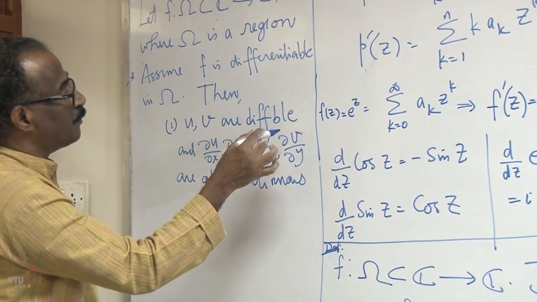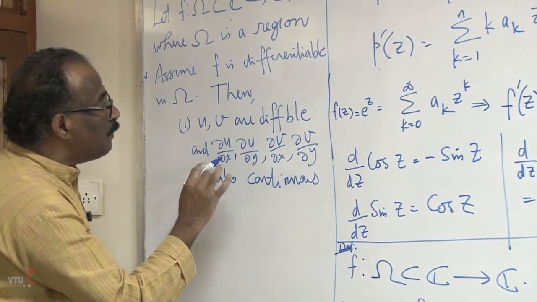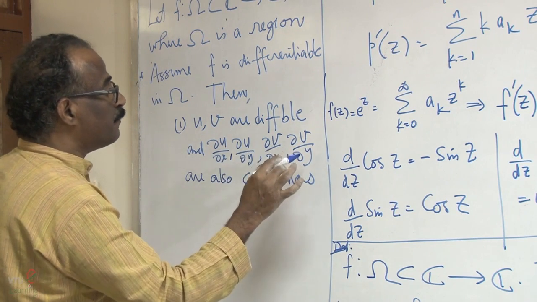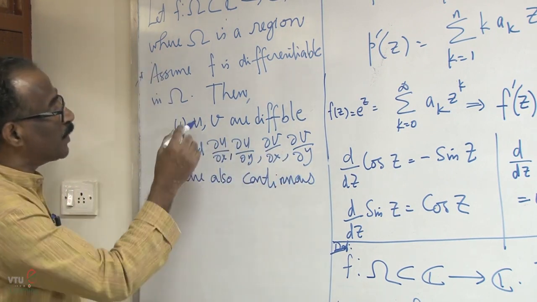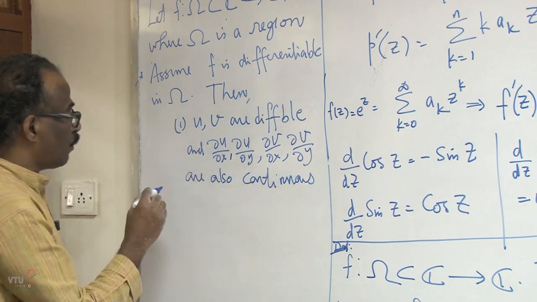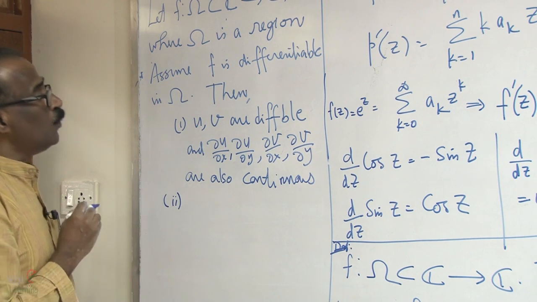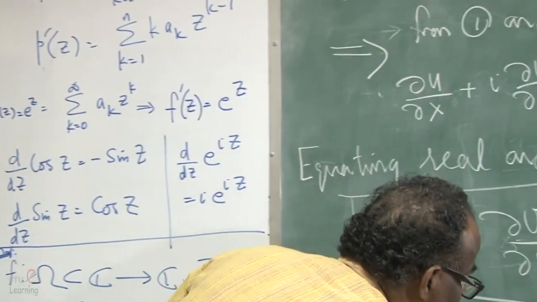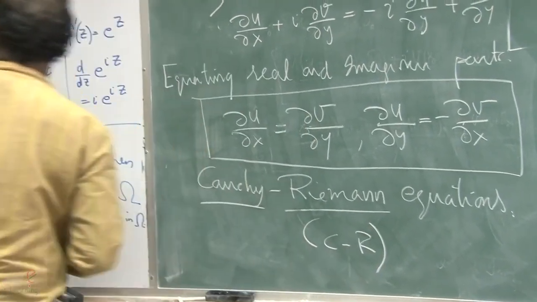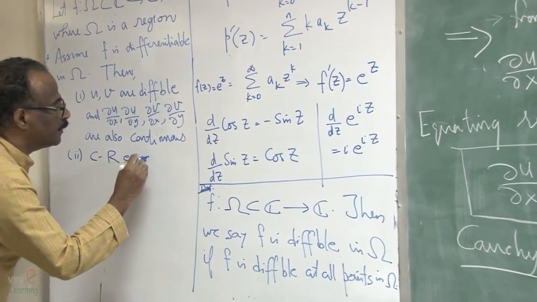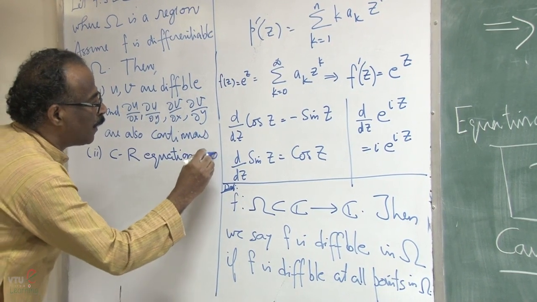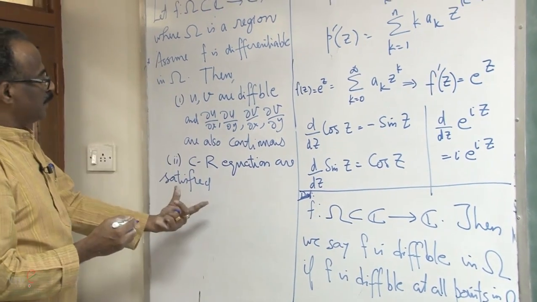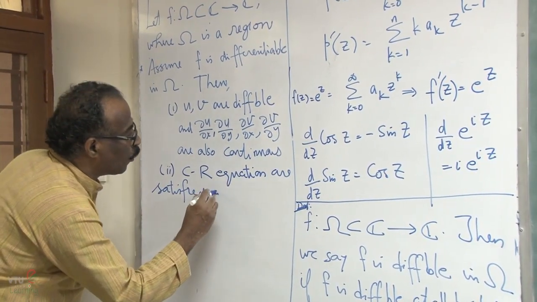So you need the differentiability. The differentiability only implies these things will exist. But then this differentiable function, its derivative need not be continuous, so I am assuming in that one that the derivatives are also continuous. So two, the CR equations, Cauchy-Riemann equations, are satisfied. This is what we have proved in the last class. We have already done, if F is differentiable, these are all satisfied in omega.